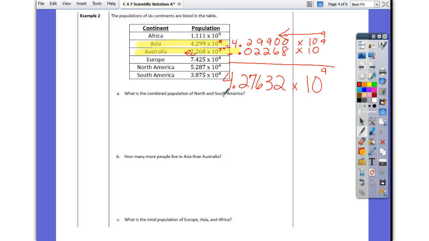How many more people live in Asia than in Australia? So this many more people that live in where? Asia. And to make that a number that people can make sense of, what is that number in standard form?